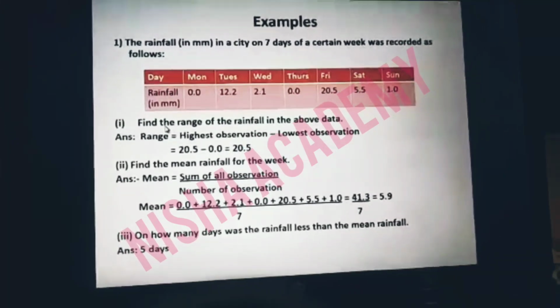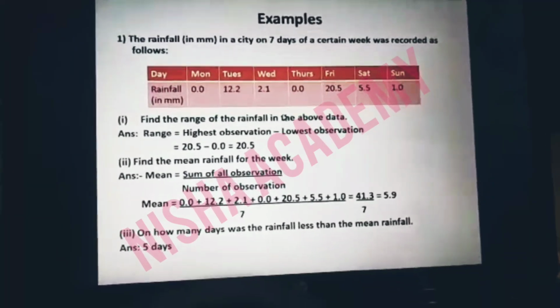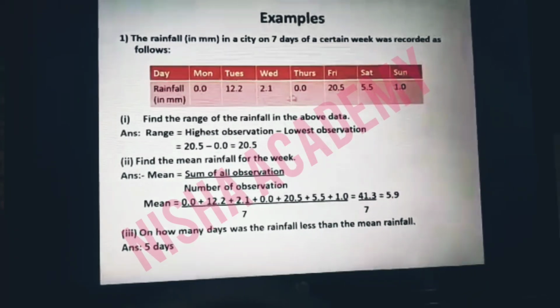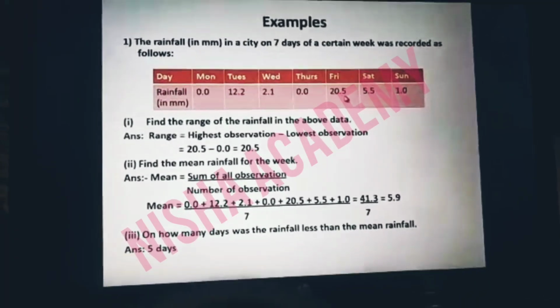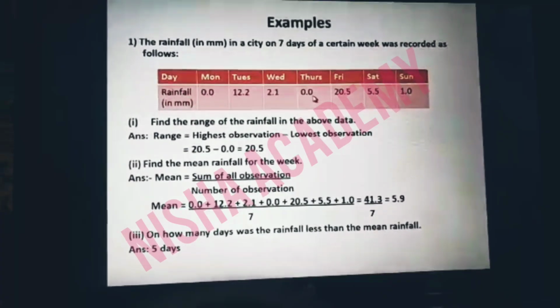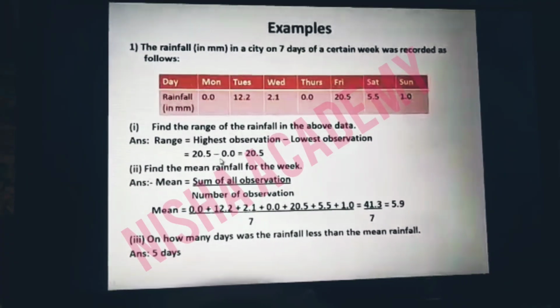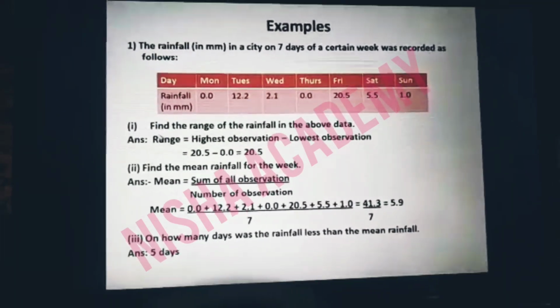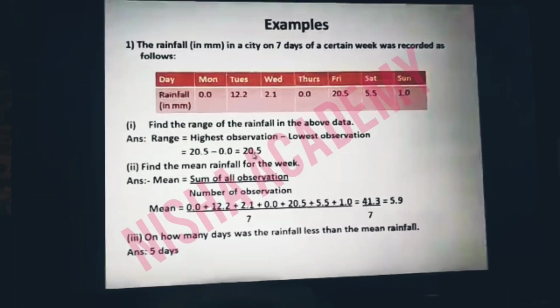Now you have to find the range of the rainfall. Now we know range means highest minus lowest. Which observation is highest? 20.5, and the lowest is 0.0. So 20.5 minus 0.0 will give you 20.5. So your range is 20.5.